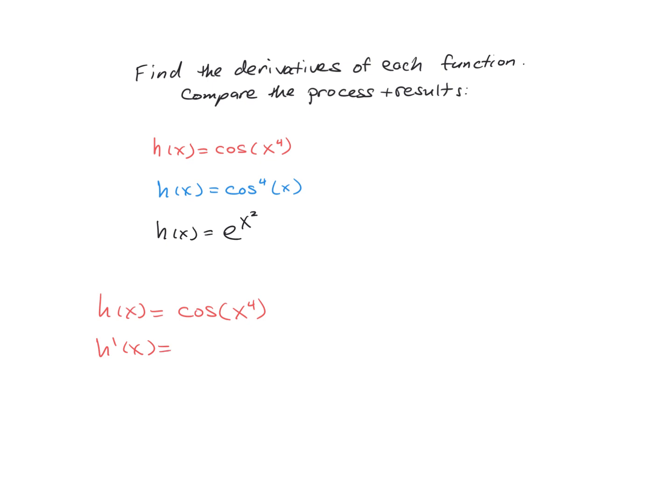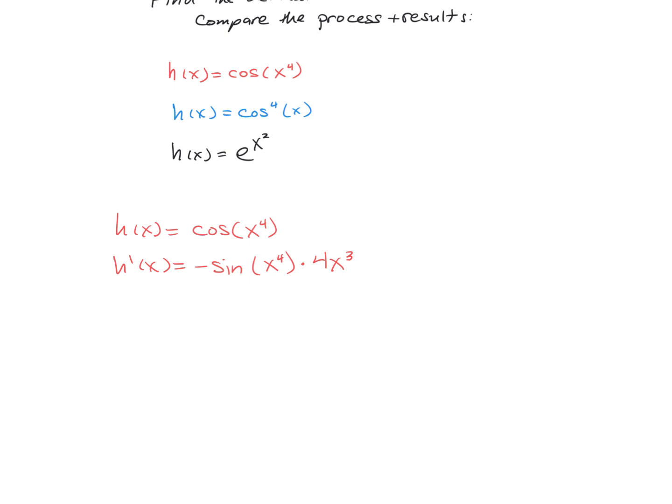The cosine function is our outside, so we take the derivative of cosine. The derivative of the outside is negative sine. Remember, it's evaluated at the inside times the derivative of the inside, which is 4x cubed. So that derivative simplifies down to negative 4x cubed times the sine of x to the fourth.